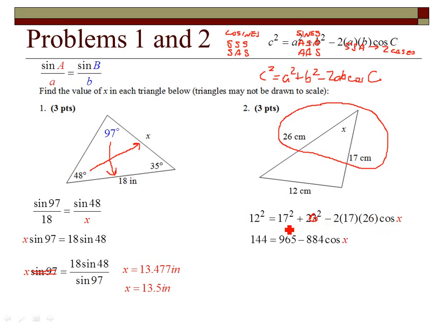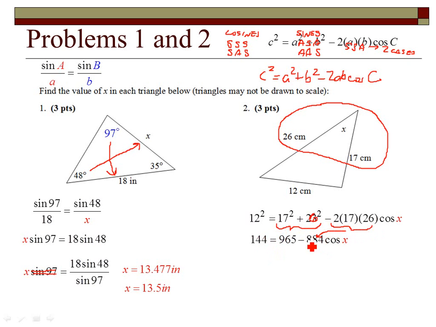When I calculate, I have to do 17 squared plus 26 squared. I get 965. 12 squared is 144. So make sure that when you're doing this, it's a little harder when you're finding the angle. You combine these two together to get that one. Then do 2 times 17 times 26 to get this value. And I have 144 is equal to it.